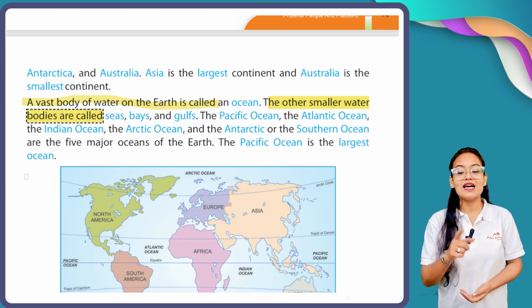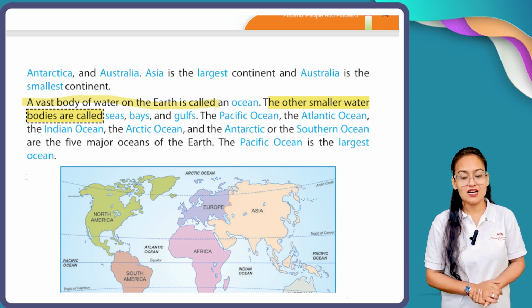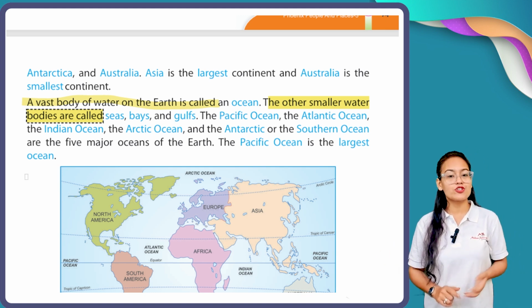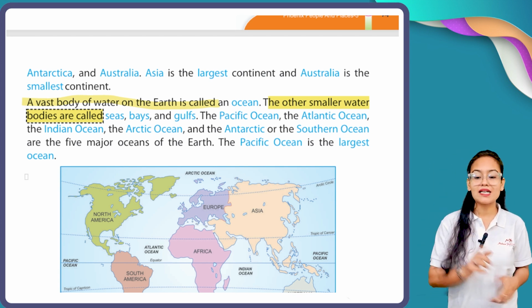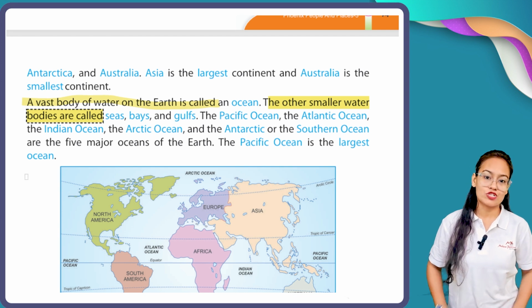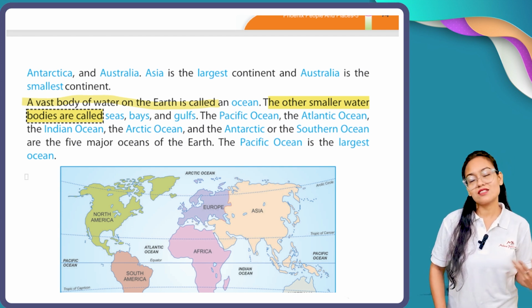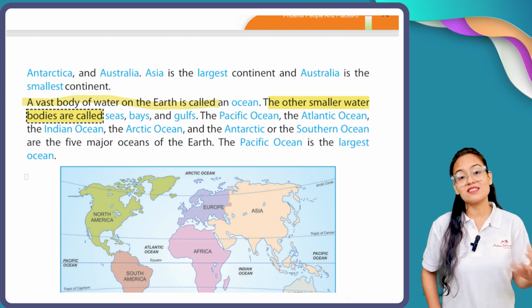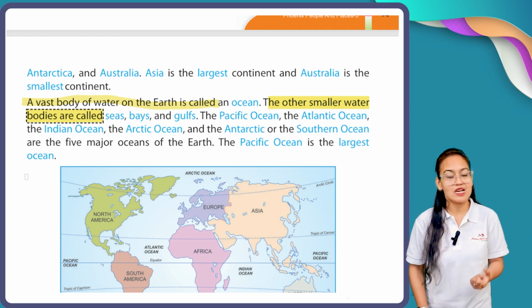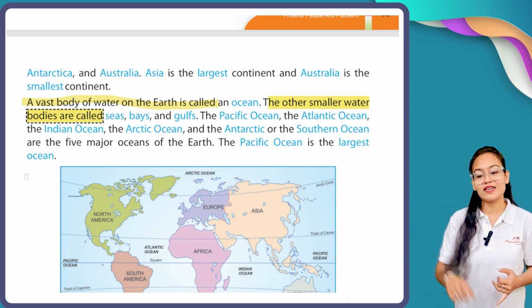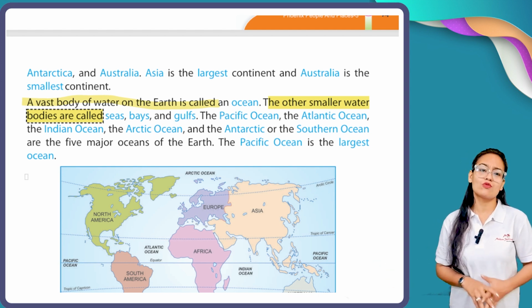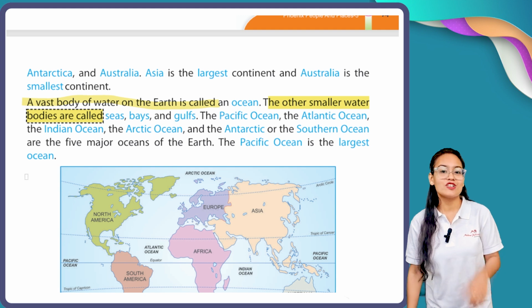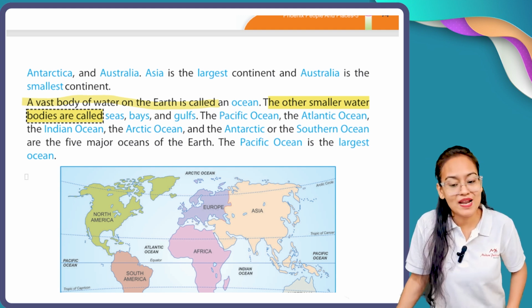As you can see, there are 5 oceans. The names of those 5 oceans are Pacific Ocean, Atlantic Ocean, Indian Ocean, Arctic Ocean, and Antarctic Ocean. Sometimes it is considered that there are a total of 6 oceans, and the sixth ocean is the Southern Ocean. But we leave out the Southern Ocean. So there are 5 major oceans present on our planet Earth.